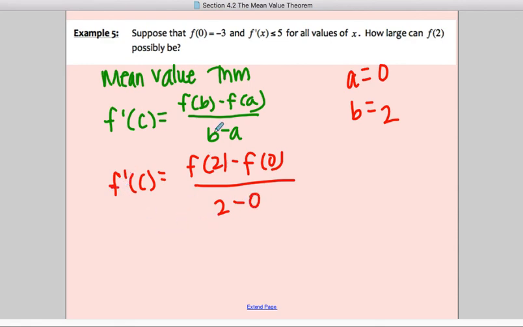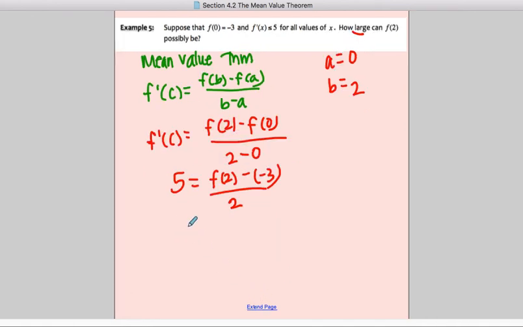So what do we know? We know that our derivative is always less than or equal to 5. Okay, so what's the biggest it could be? If we're trying to figure out how large it can be, the biggest it can be is 5. So we're going to plug in 5 for that. Then f of 2. Do we know what our f of 2 is? That's what we're trying to figure out, so I'm going to leave it as f of 2. Minus f of 0, -3, all over 2 minus 0, so 2. So this will give us f of 2 plus 3 over 2.